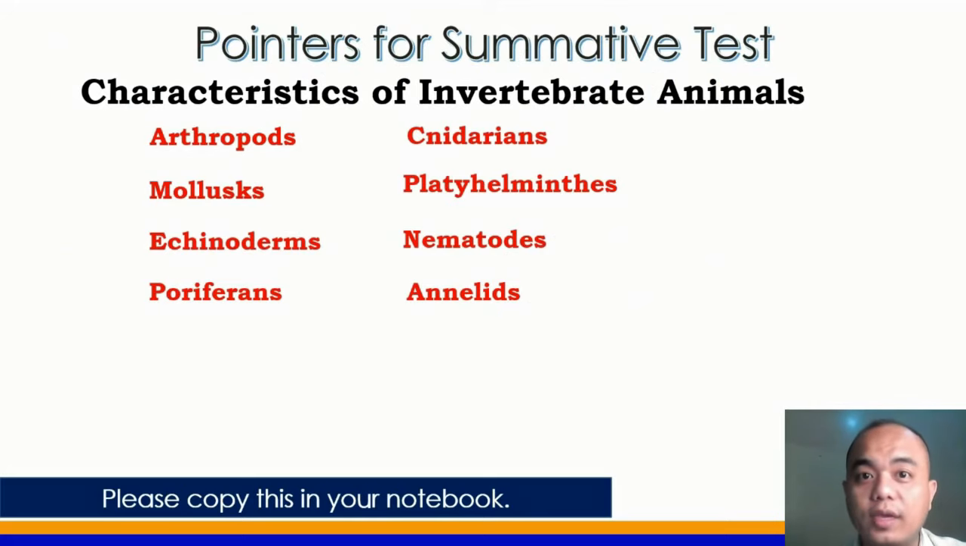Okay, class, for next week, we will have our third summative test. The coverage of the summative test next week would be about the arthropods, the mollusks, the echinoderms, the porifera, the cnidarians, the platyhelminthes, nematodes, and annelids. These are the invertebrate animals. So please copy also your pointers for your third summative test next week. Let's do it now.